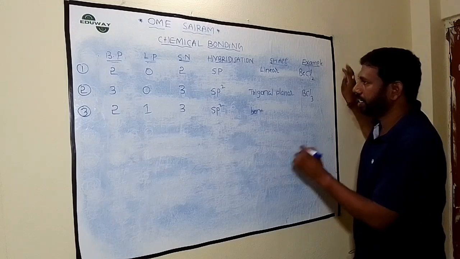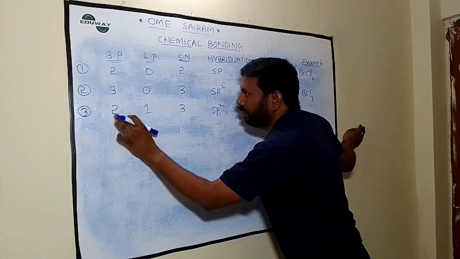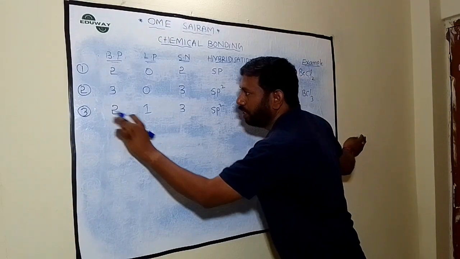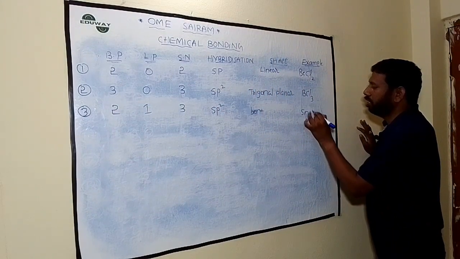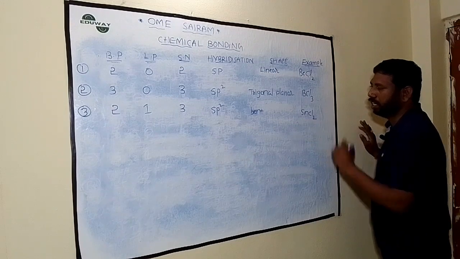Example, how can I take an example? Here bond pair is 2, that means 2 atoms attached to the central atom: SnCl2, 2 atoms attached to the central atom.